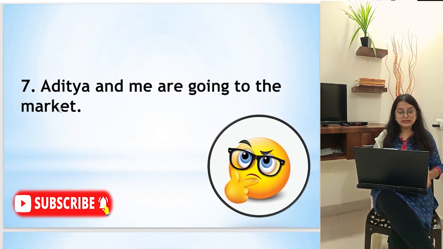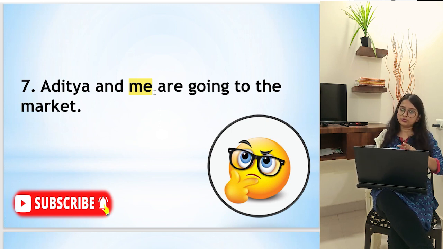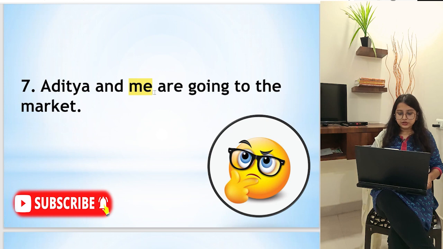Next, number 7. Aditya and me are going to the market. So Aditya and me, this is a very, very common mistake. When we are using I as a subject, we are not going to use the word me. When it is used as an object, when we are talking about myself, you will first see whether it is a subject or object. If it is acting like a subject, Aditya and I, they are subjects. So I. But if you are talking about Aditya and my friend scolded me, then it is acting as an object. So it should be me, not I. So number 7, Aditya and I are going to the market.